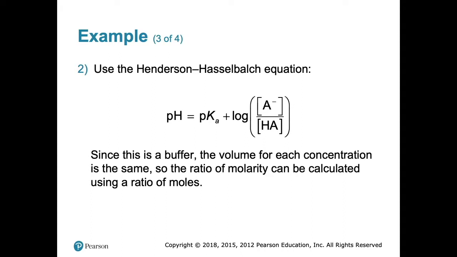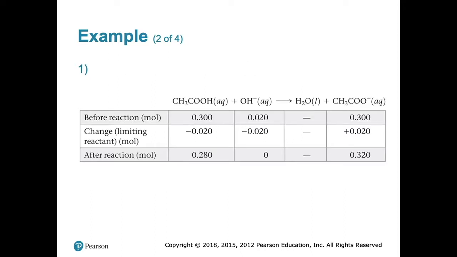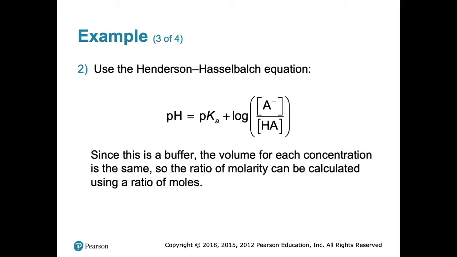Okay, so of course, what do you do now? Now that you've done this kind of modified ICE table, you've got your number of moles of acetate, and you've got your number of moles of acetic acid. You plug it into the Henderson-Hasselbalch equation, right? You have a Ka because you know what the Ka of acetic acid is. You can get that from a chart, and then you can plug in the acetate concentration here or number of moles here, and the acetic acid concentration there or number of moles there, and this is what you get.